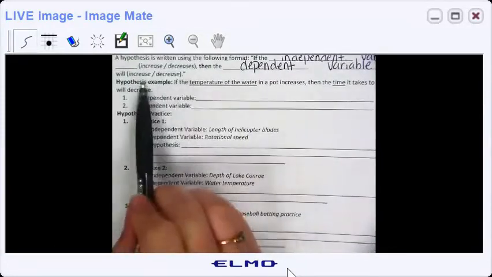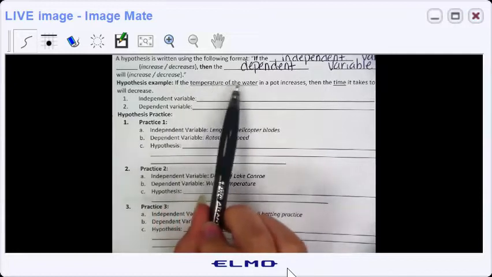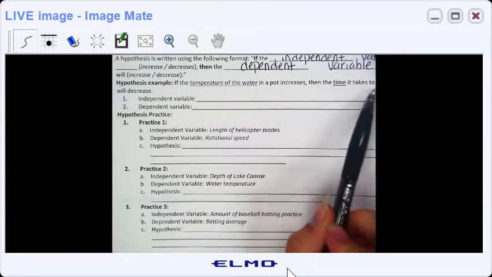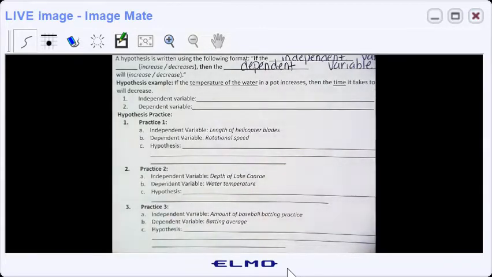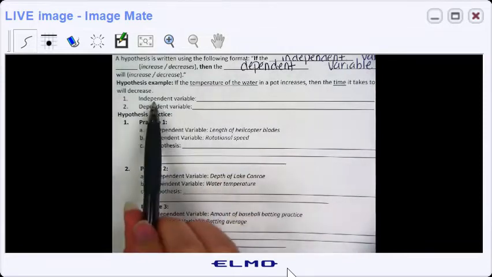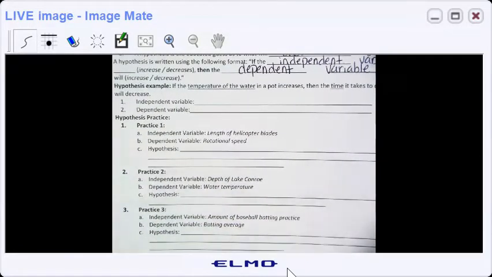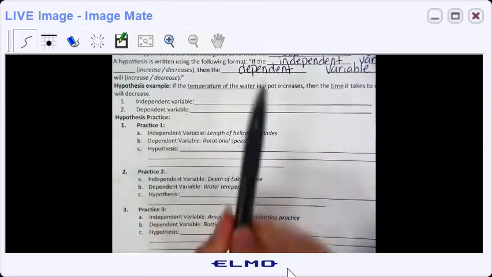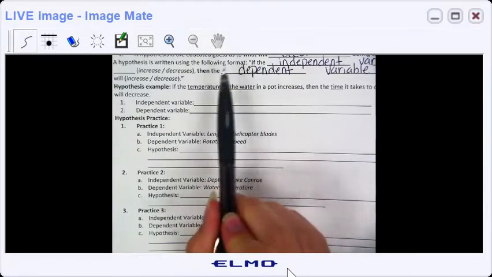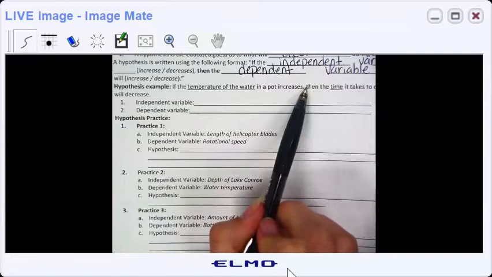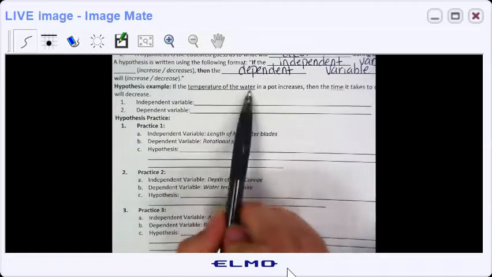So here's our hypothesis example. If the temperature of the water in a pot increases, then the time it takes to cook an egg will decrease. That is their educated guess as to what will happen. So our independent variable, I said it is always what? It always is written first. I hope you said first. So we go back and we look, it's right after "if" and in between "then," and it's always written first. So we have "if," and then we have a "then," and it's written first: temperature of water.